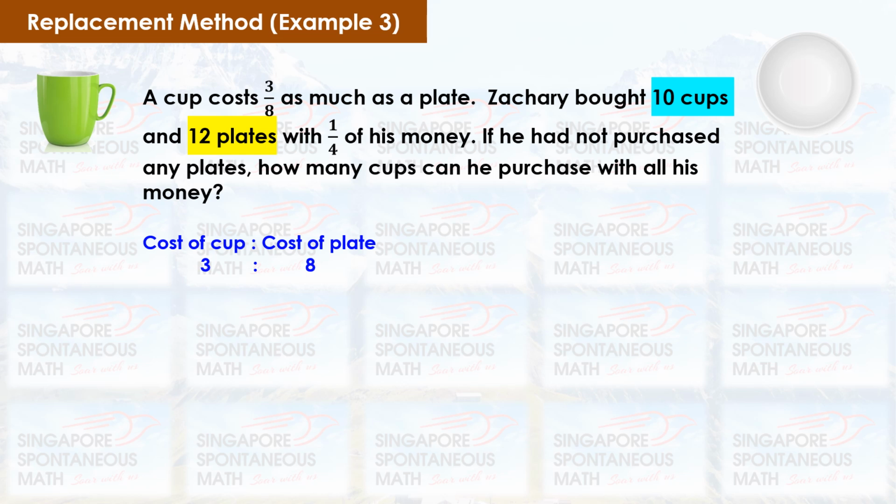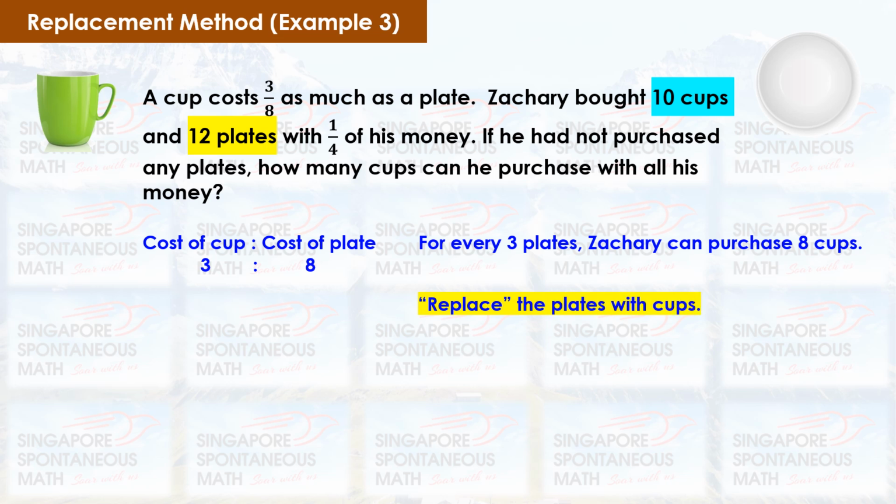Cost of 1 cup to cost of 1 plate is 3/8. For every 3 plates, Zachary can purchase 8 cups. Replace the plates with cups. Instead of 12 plates, Zachary can buy 32 cups with the same amount of money. 8 times 4 equals 32.